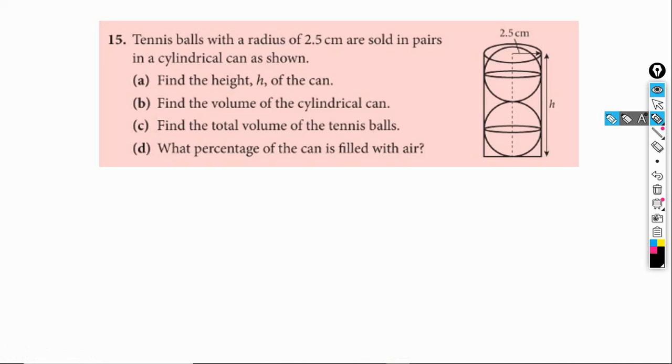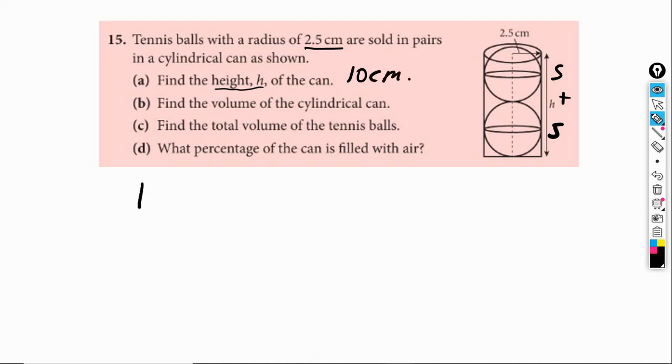Very well, so here we are now on question 15, and it says tennis balls with a radius of 2.5 centimeters are sold in pairs in a cylindrical can as shown. Letter A, find the height, h, of the can. Notice that the balls fit tightly in the can, so the sum of the diameters would be the total height. If the radius is 2.5, then this diameter is 5, and this diameter is 5, and 5 plus 5 would equal 10, so 10 centimeters. That would be the answer for part A.